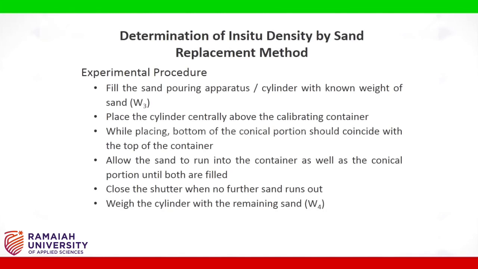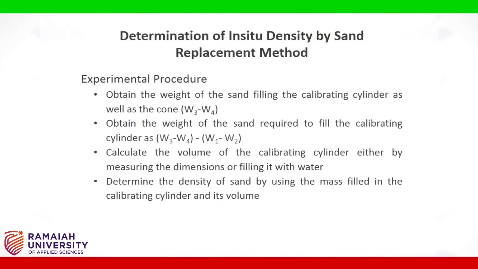Fill the sand pouring apparatus, that is the cylinder, with a known weight of sand, W3. Place the cylinder centrally above the calibrating container. While placing, the bottom of the conical portion should coincide with the top of the container. Allow the sand to run into the container as well as the conical portion until both are filled. Close the shutter when no further sand runs out. Weigh the cylinder with the remaining sand, W4. Obtain the weight of the sand filling the calibrating cylinder as well as the cone, W3 minus W4.